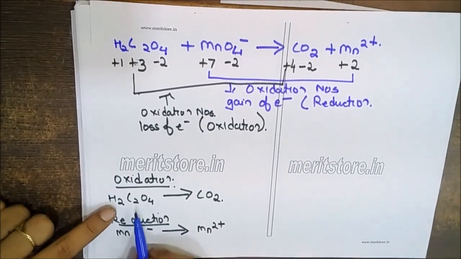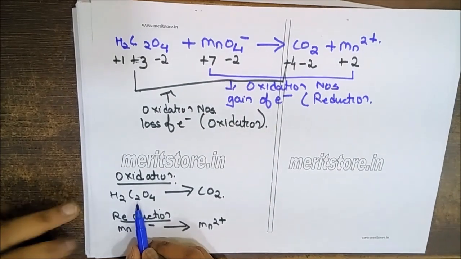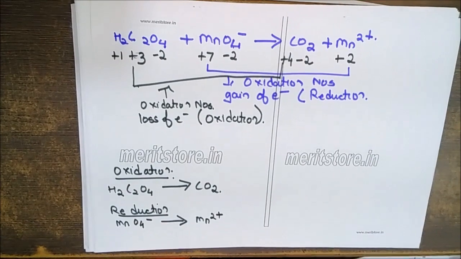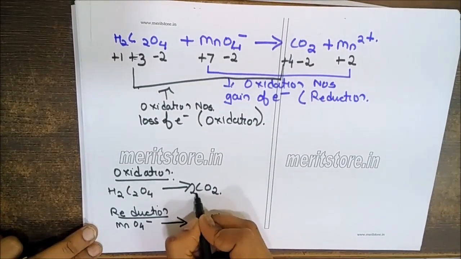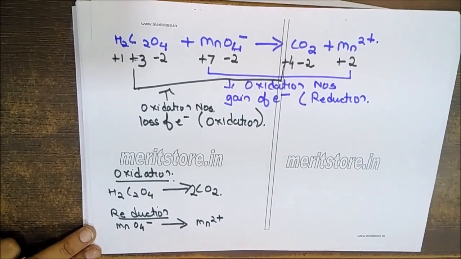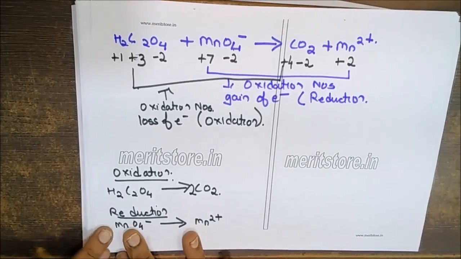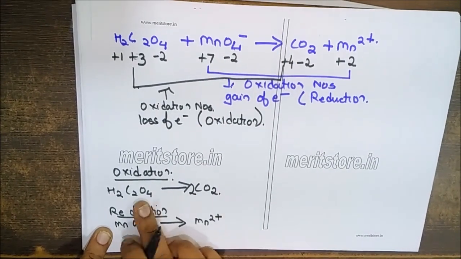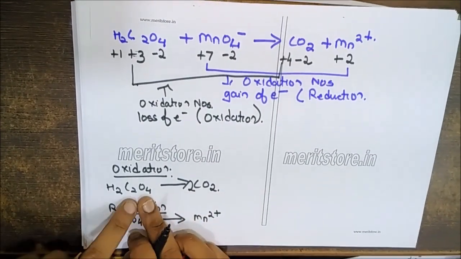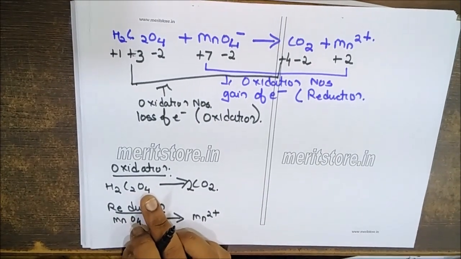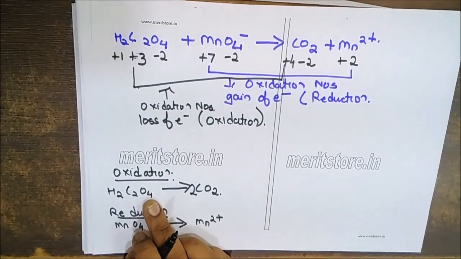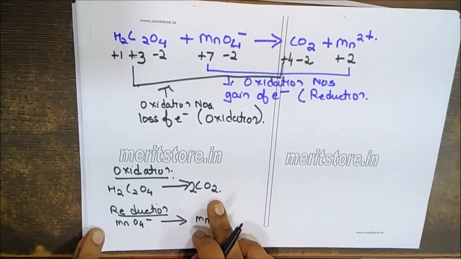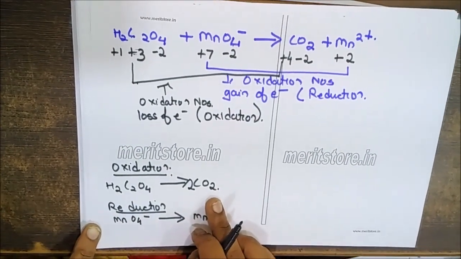Okay, so look here. How many carbon atoms are there on my left hand side? 2. And on my right hand side there is only 1. So what I would need to do is add 2 over here. So now my carbon atoms are balanced. Now in my reduction reaction Mn is already balanced. Okay, next we need to balance the number of oxygen atoms. In my oxidation reaction, there are 4 oxygen atoms on my left hand side. And here also there are 4. That means the number of oxygen atoms is already balanced.